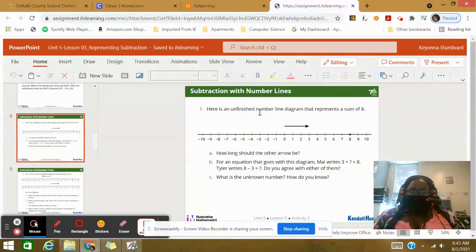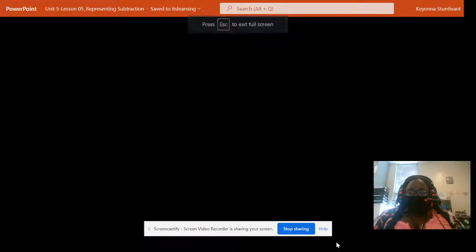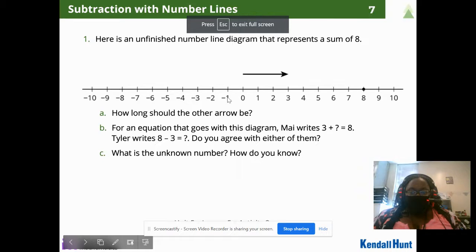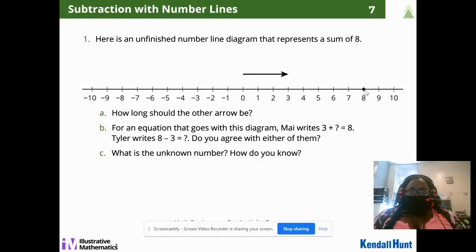slide, it says here's an unfinished number line diagram that represents a sum of 8. Let's blow this up. So it says how long should the other arrow be? So again, I'm trying to get to 8. This very first arrow, we started at 0 and went up to 3. So they're asking from 3, what's the distance from 3 to 8?